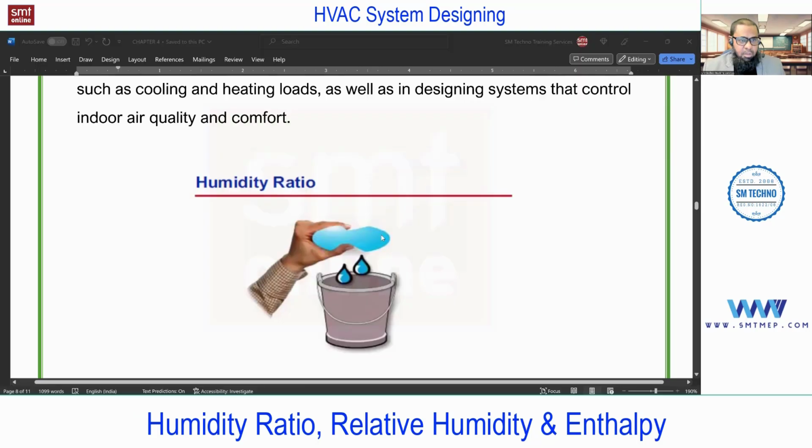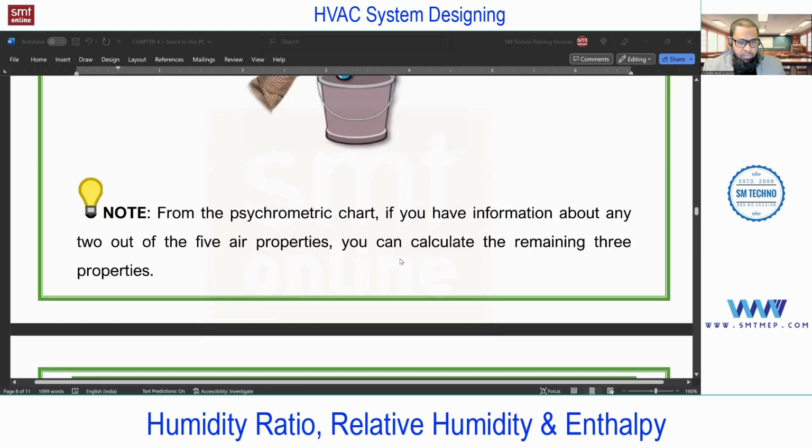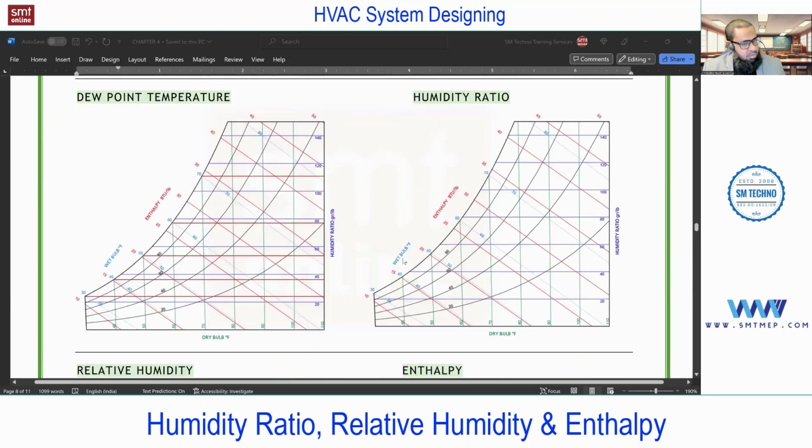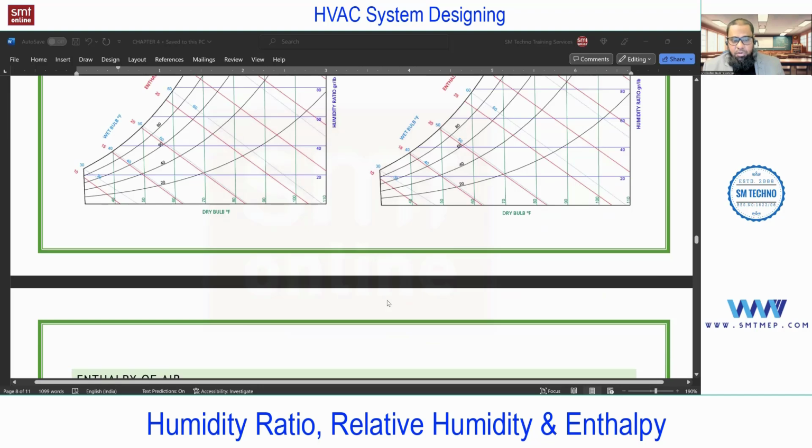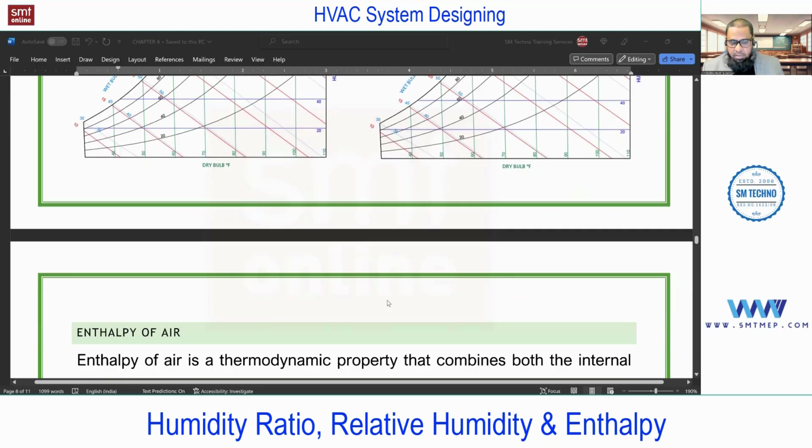The next one, humidity ratio, we already discussed. Now this note we'll discuss. Let me complete the enthalpy first. Remember, we already discussed enthalpy. What is enthalpy? In short, heat content. Total heat content of the system, or a substance.